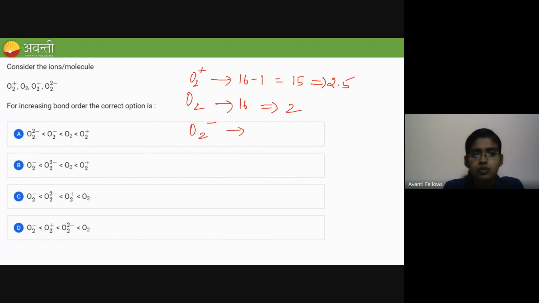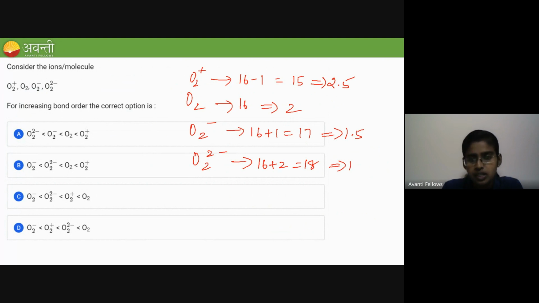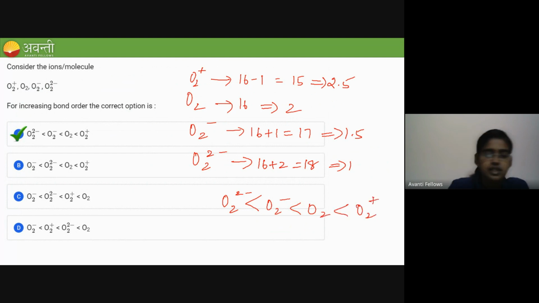O2 minus is 16 plus 1, so 17. 17 means it is 1.5, right? And O2 2 minus is 16 plus 2, which is equal to 18. So it is 1. So O2 2 minus is having the least bond order, then O2 minus, then O2, then O2 plus. So it is given in option A. A is the correct increasing order of bond order. Okay.